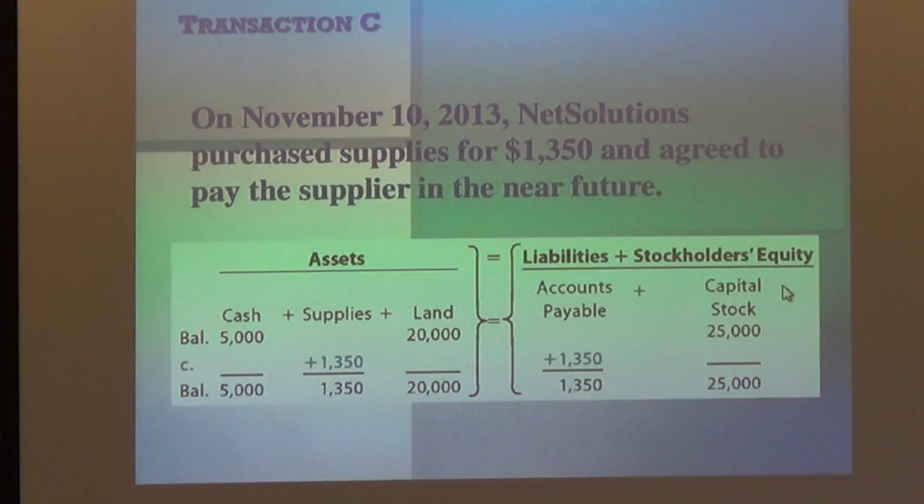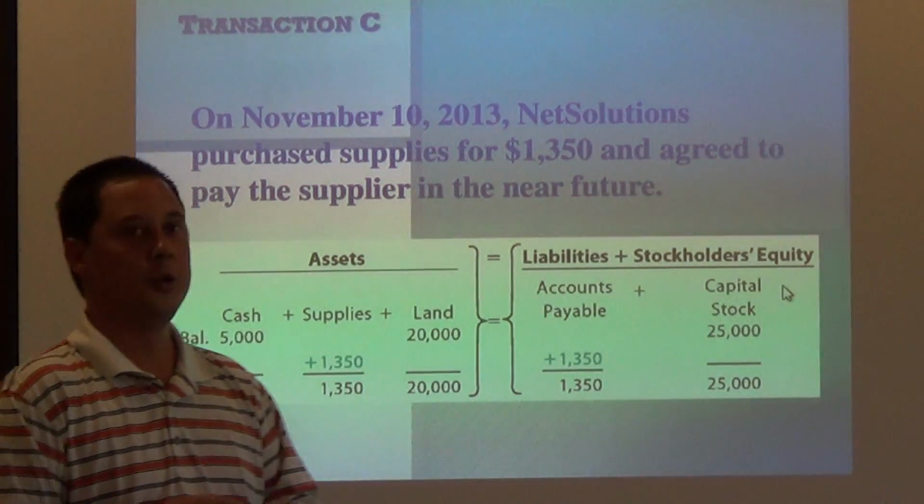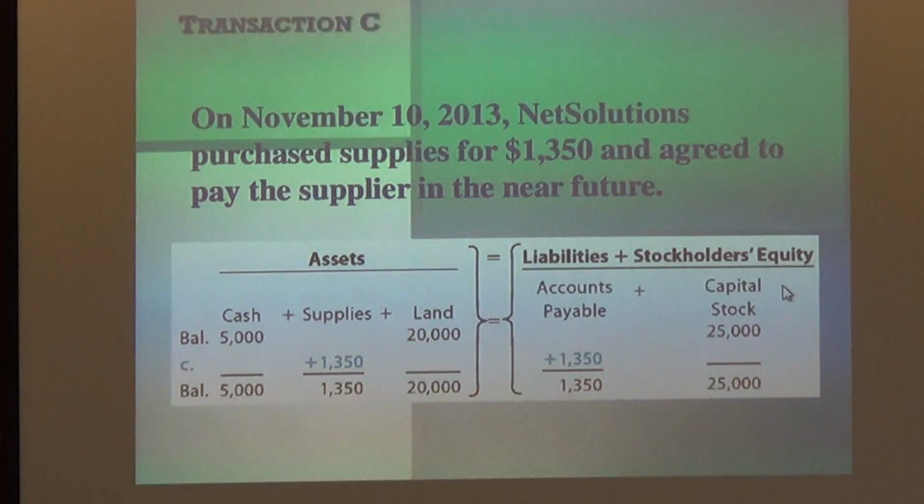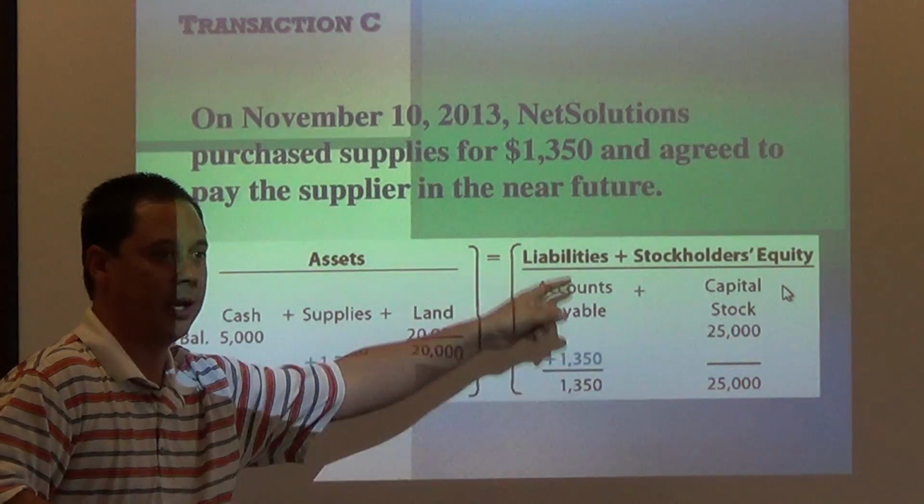All right, transaction C. Now I need to get some supplies. But this time I'm not going to use my cash because I want to hold on to my cash for a little while because I may need it for other things. Pay off my bills or something that may come up. So what I decided to do is use my accounts payable, my commitment to pay. So I walk over to Staples, I buy lots of reams of paper for $1,350. And so I made the commitment to Staples, I will pay you in 30 days. And so that is why it goes under accounts payable.